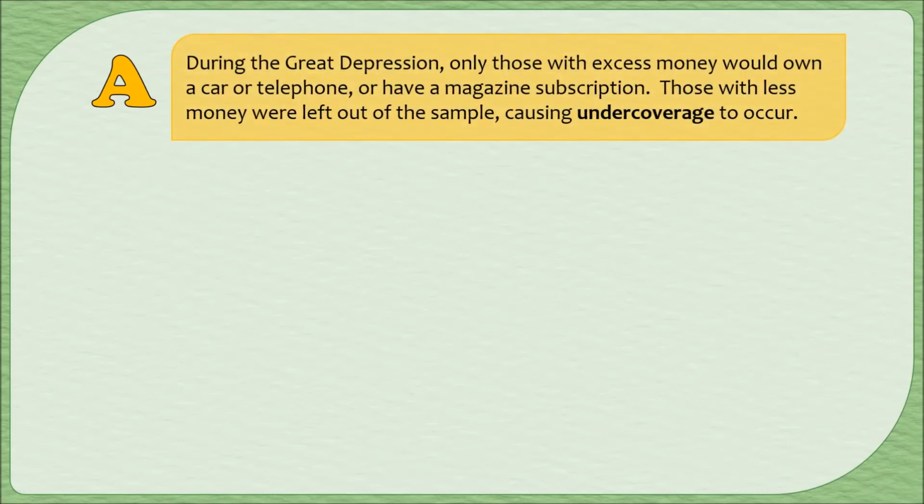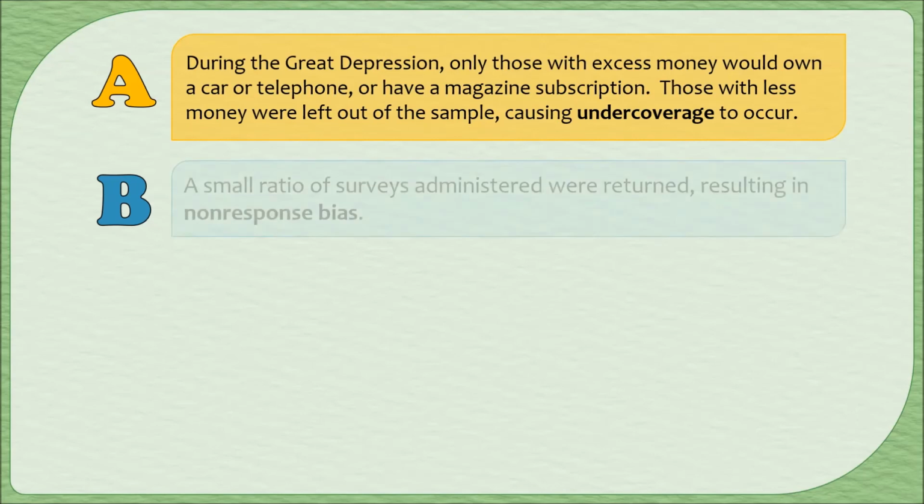Okay, so let's go over the results of these 4 examples. In Example A, the Literary Digest surveyed people who owned a registered automobile, had a telephone, and were subscribed to their magazine to see who they would vote for in the election. Now, this was during the Great Depression, so only people with extra money would fit into that group of people. So most people were left out of the survey. Because of this, there was undercoverage happening. As surprising as it may sound, though, undercoverage was not the greatest source of bias in this study.